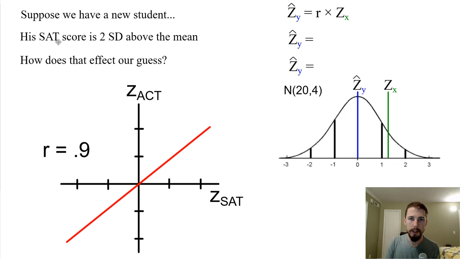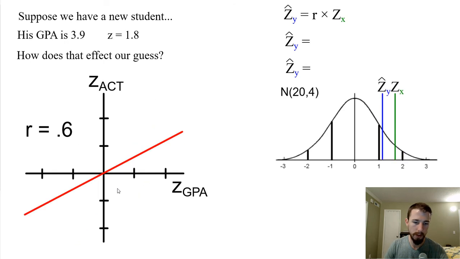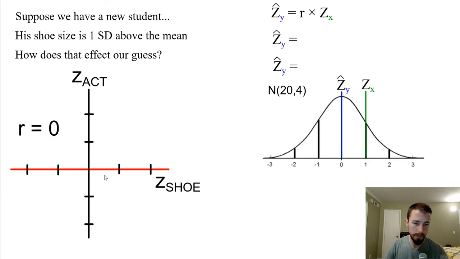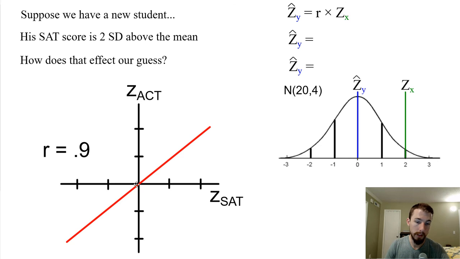The ACT and SAT are pretty well related. So if his SAT was two standard deviations above the mean, so that would be here, over 2 standard deviations. Now the correlation between these two is 0.9. Notice that that has a steeper slope than the 0.6 and a steeper slope than 0, right? So now it allows us to deviate in the y direction even more.